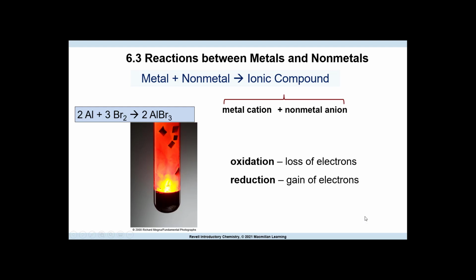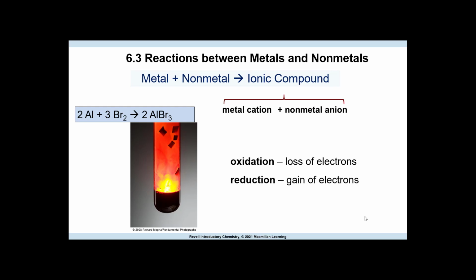Hi class, we are now on 6.3, reactions between metals and nonmetals. So we are looking at a metal plus a nonmetal, and this creates an ionic compound because there's a transfer of electrons from the metal to the nonmetal. So let me go over something that we've already covered.